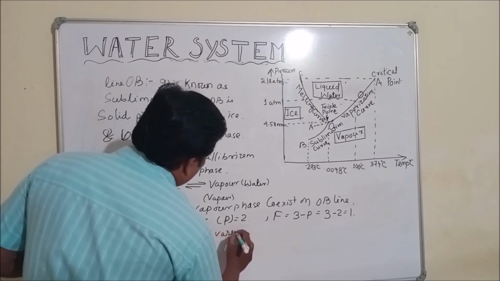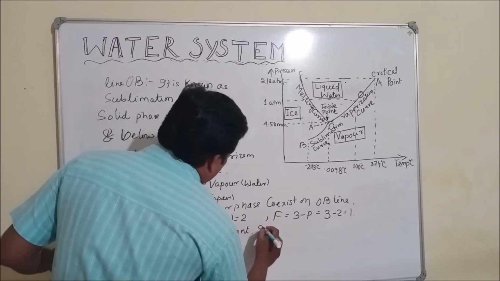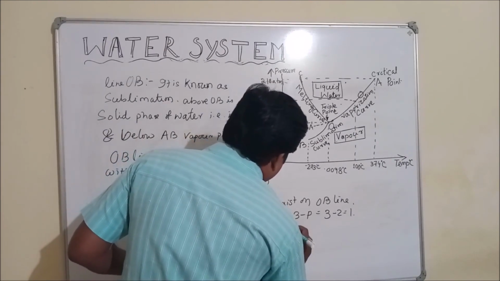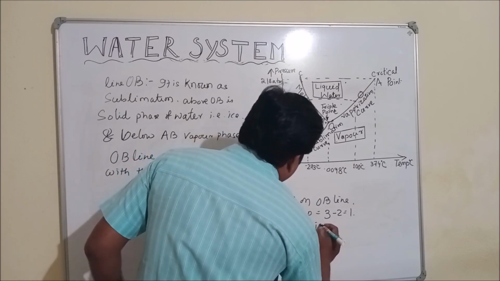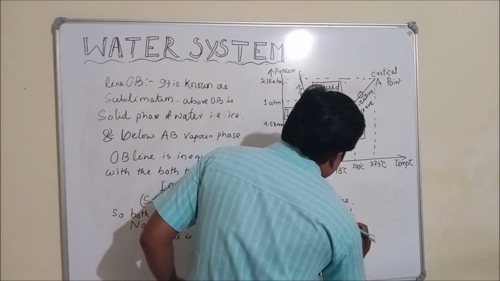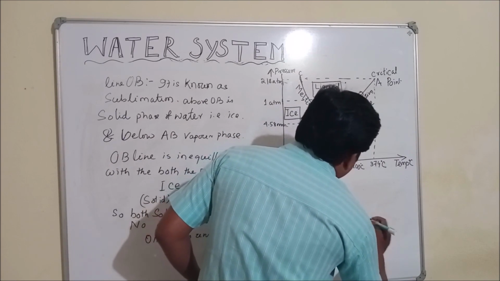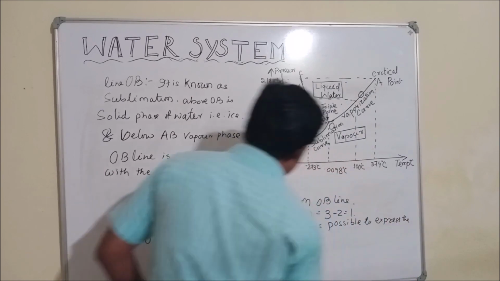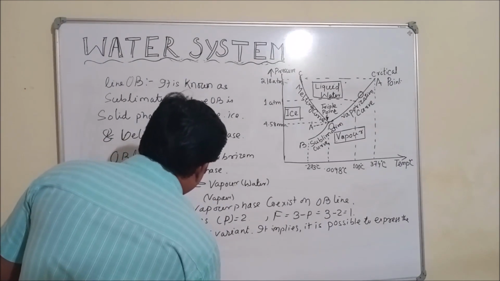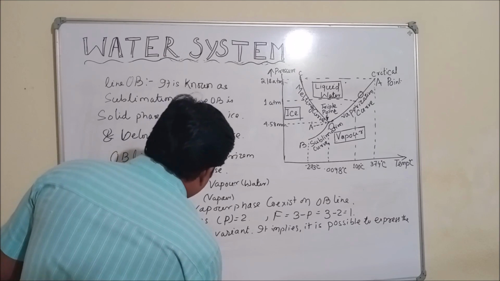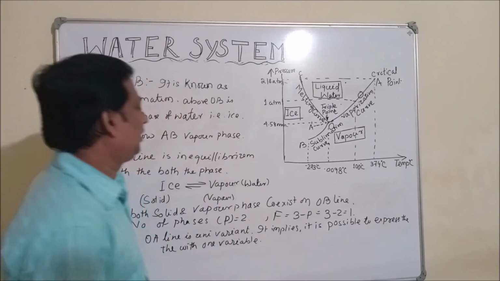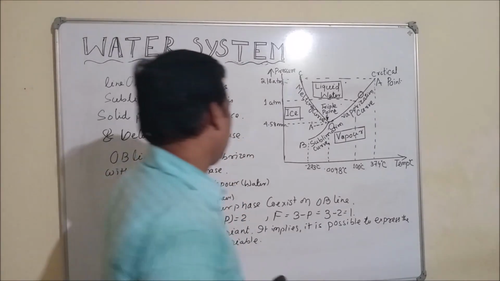and it implies it is possible to express the line with one variable. Okay, so it is possible to express the line with one variable.